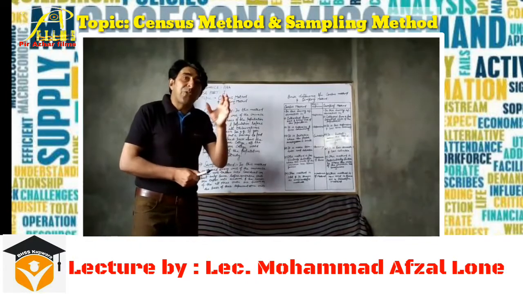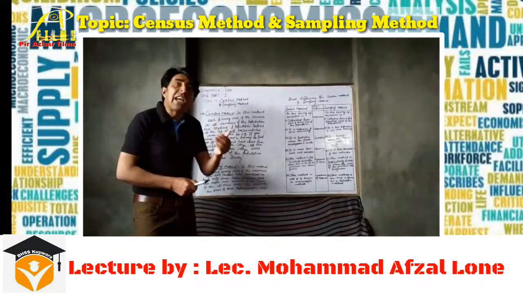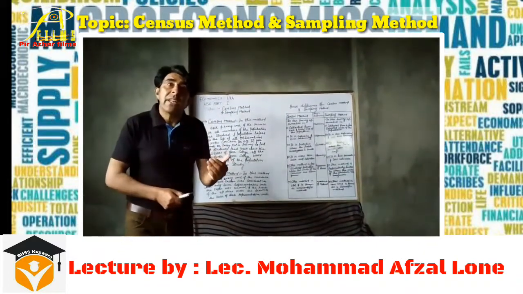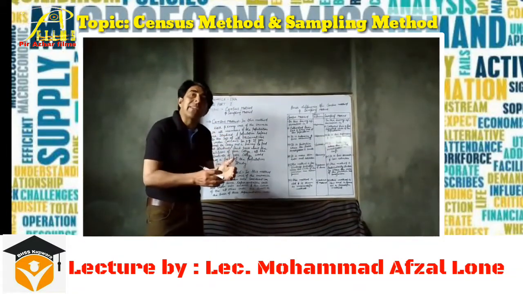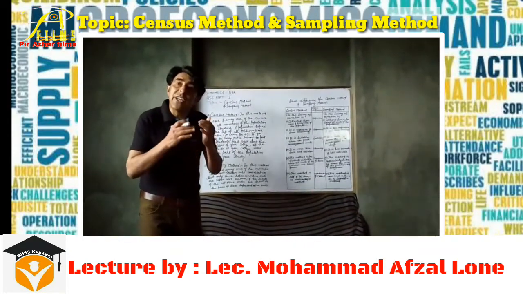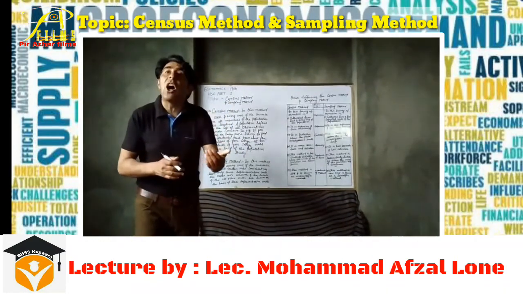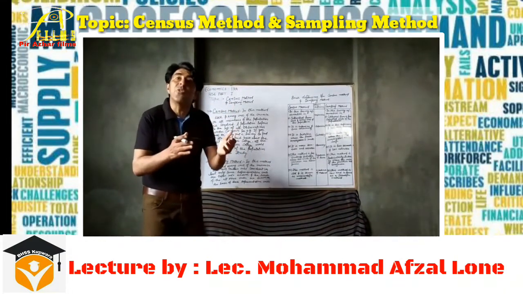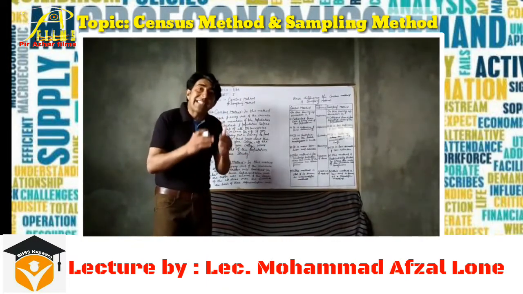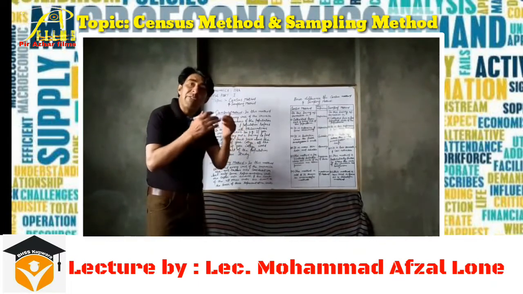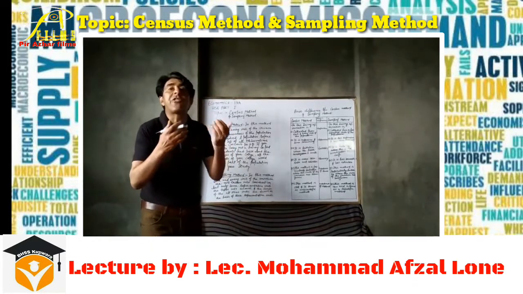When we are doing any sort of survey by this method, each and every unit of the universe is taken into consideration. This method is used where the units of the universe are heterogeneous, or you can say where the units of the universe are not identical. So, census method is a method in which all the population of the universe is taken into consideration.